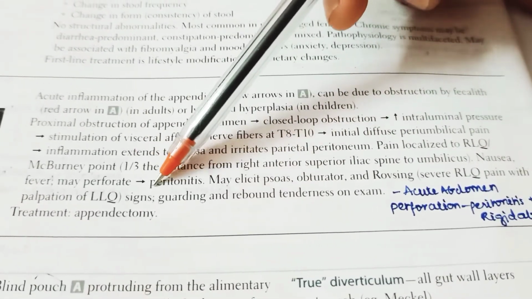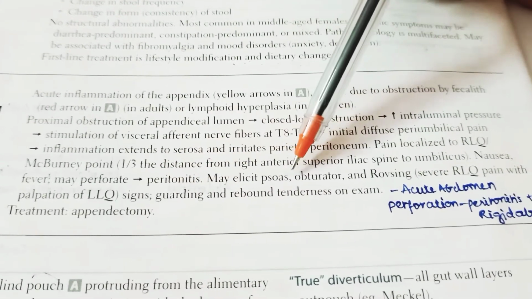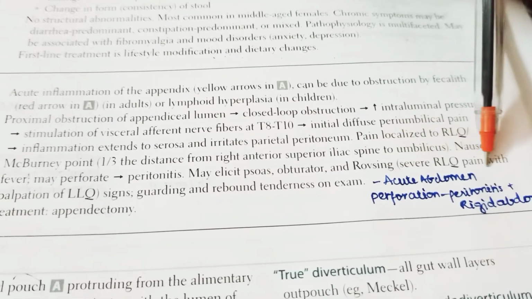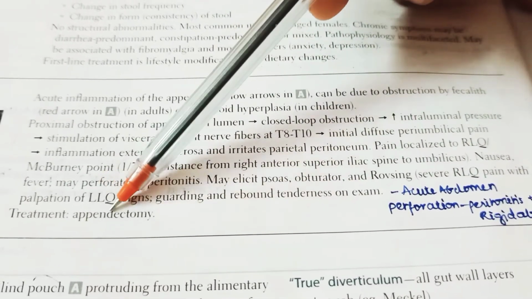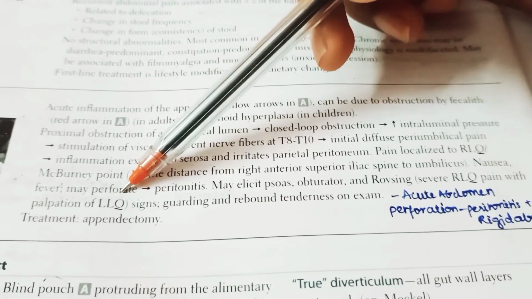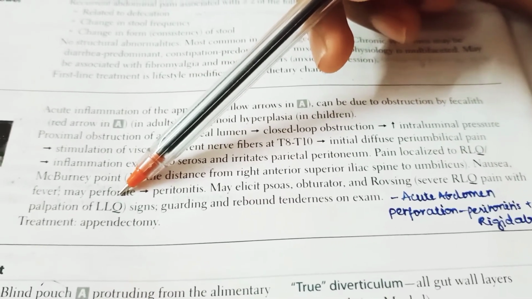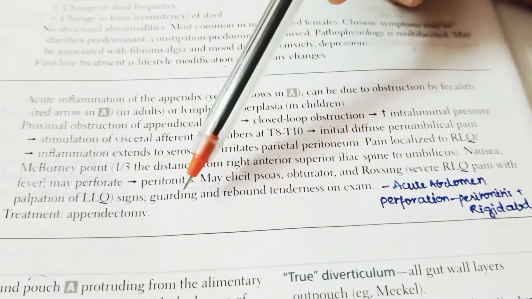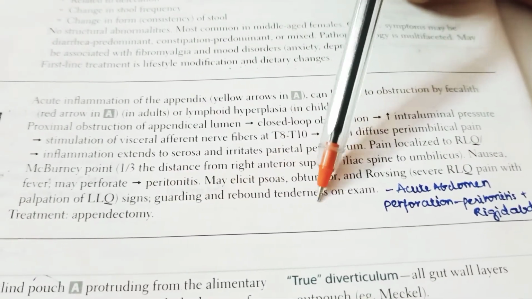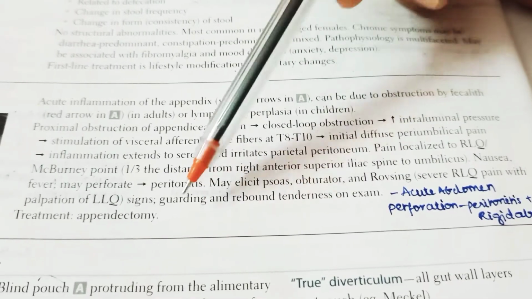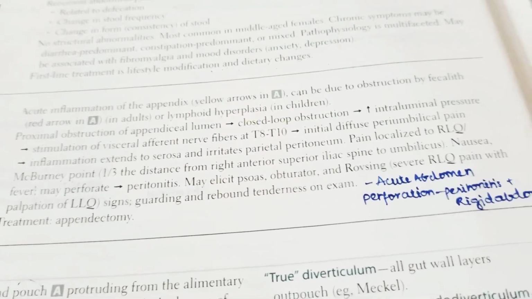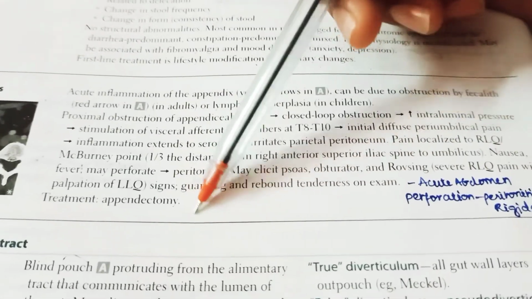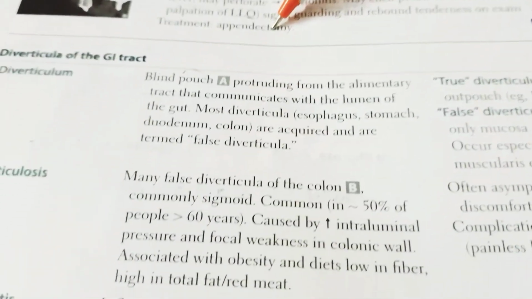If it perforates, then it may go into the peritoneum and cause peritonitis, and this will elicit psoas, obturator and Rovsing sign. So there will be severe right lower quadrant pain with palpation of the left lower quadrant. Actually, if you are palpating the left lower quadrant and getting pain in the right lower quadrant, that is called Rovsing sign. There will also be guarding and rebound tenderness. Why rebound tenderness and guarding? When the peritoneum is involved, these symptoms are present. So there is acute abdomen, perforation, peritonitis, rigid abdomen. Treatment is appendectomy.